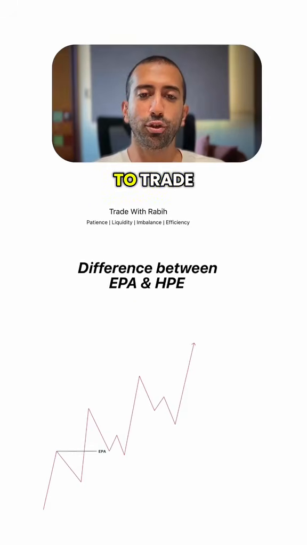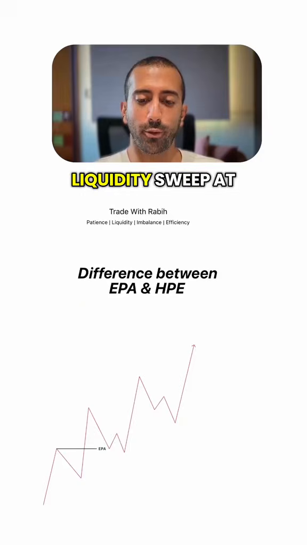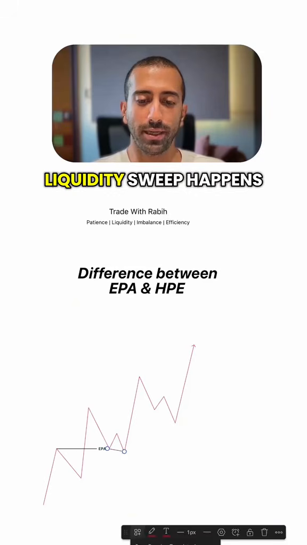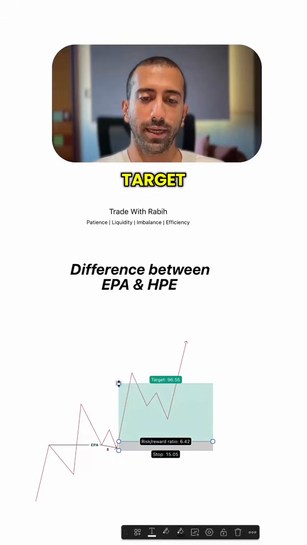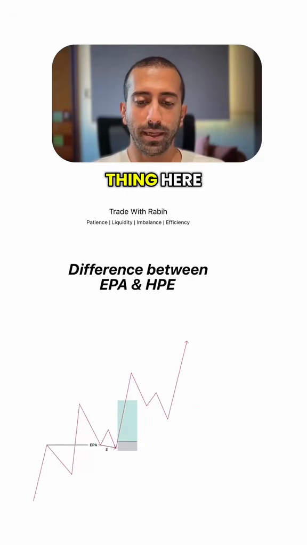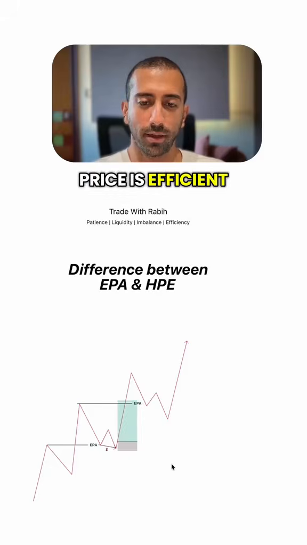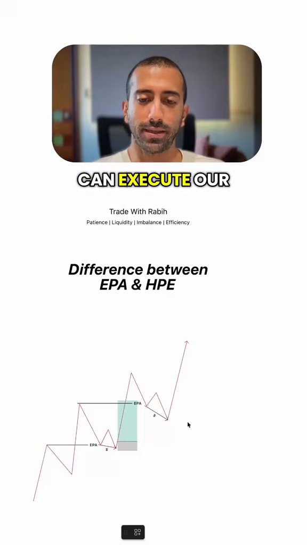Now, for me to be able to trade that zone, I would need a liquidity sweep at the zone. And once the liquidity sweep happens, I can instantly execute my trade from here and target the next M5 external. The same thing here. Price is efficient. We wait for a liquidity sweep and then we can execute our trade.